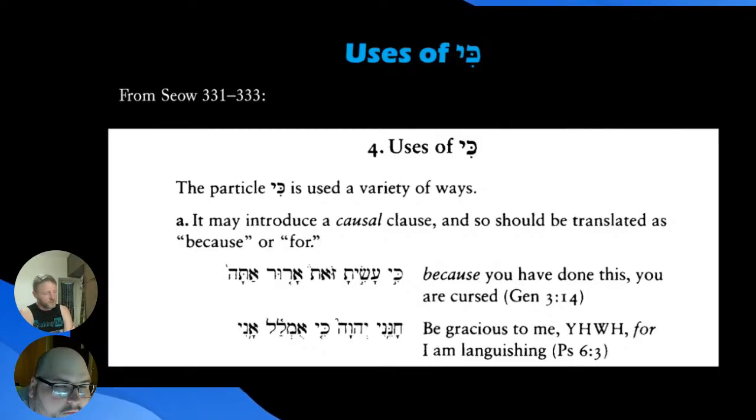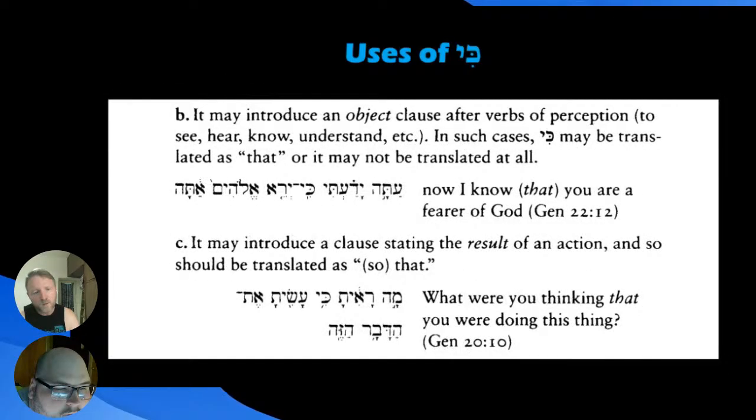All right, this is from Seow 331 to 333. The uses of ki, we're just going to read it because that's the easiest way to cover these. The particle ki is used in a variety of ways. It may introduce a causal clause and so should be translated as because or for. Ki asita zot arur ata, because you have done this, you are cursed. Choneni Adonai ki umlal ani, be gracious to me, O Lord, for I am languishing. You want to take the next one, Colton?